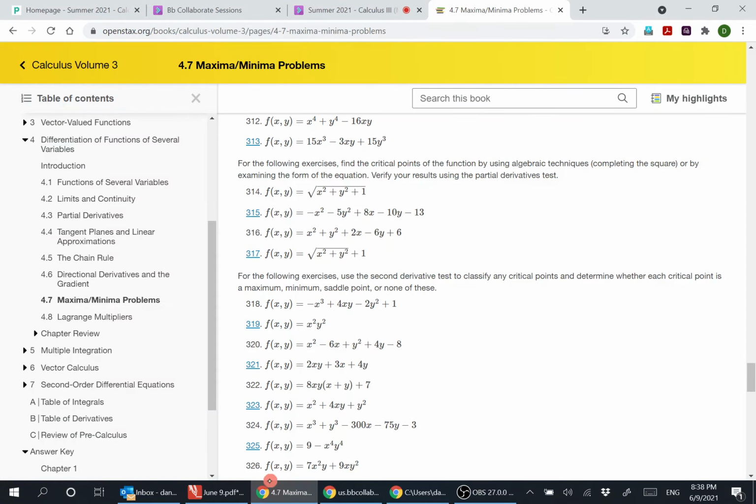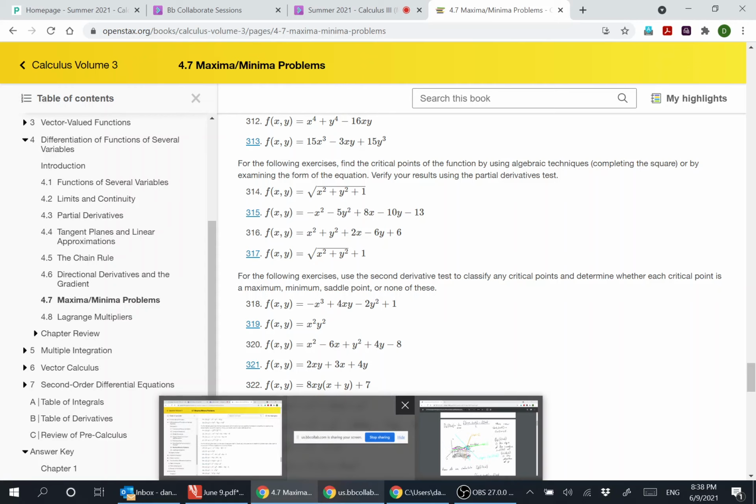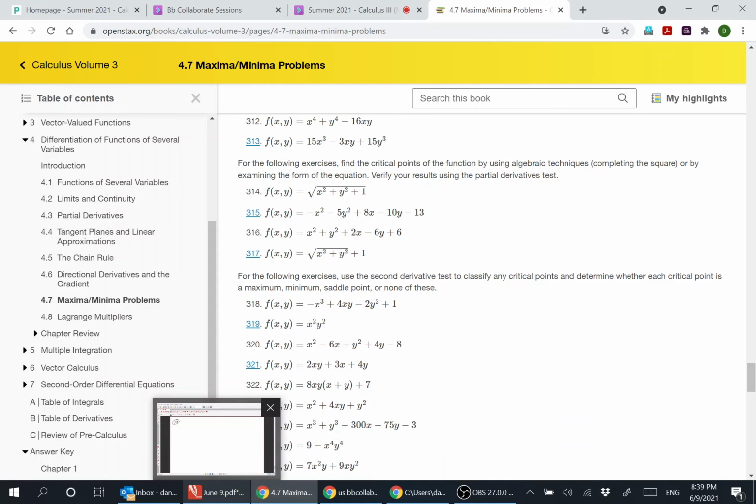So in 318, for the following exercise, use the second derivative test to classify the critical point to determine whether each critical point is a maximum, minimum, saddle point, or none of the above. Or you can't tell. Sometimes you can't tell with the second derivative test. So here we have f(x,y) is minus x to the third plus 4xy minus 2y squared plus 1.